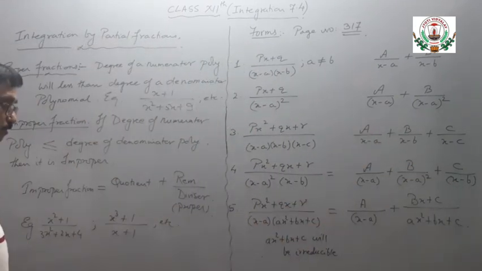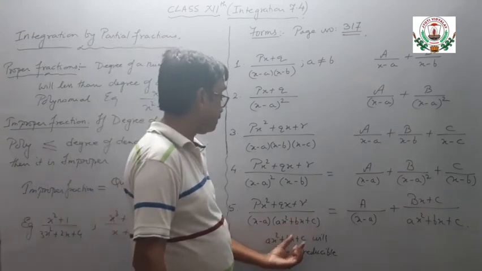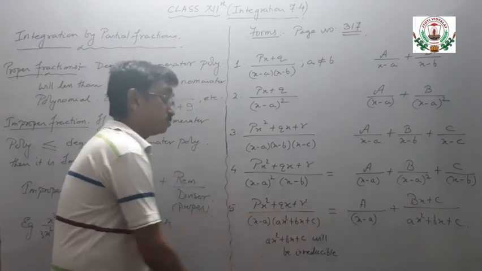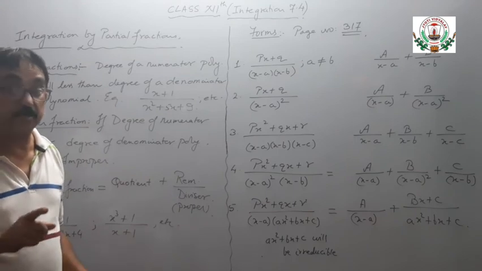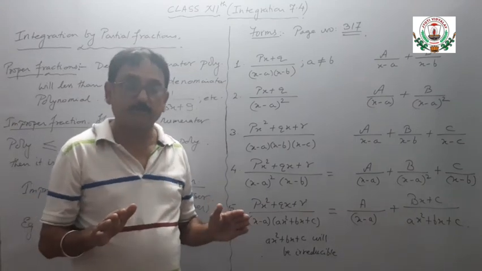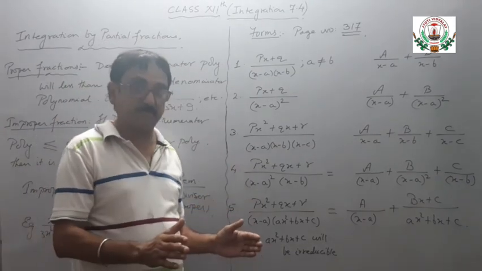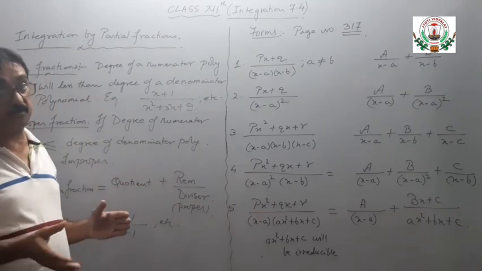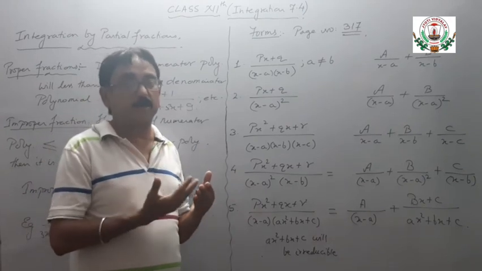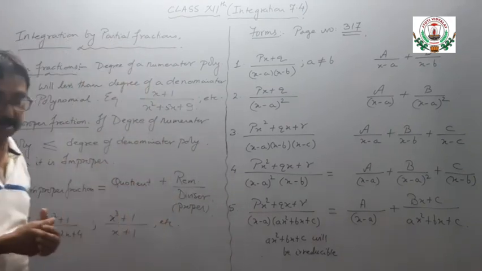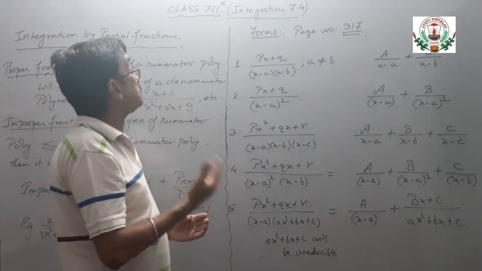And the last, fifth one, px square plus qx plus r upon x minus a, times ax square plus bx plus c. Now here ax square plus bx plus c is an irreducible quadratic factor. It means that it cannot be split into linear factors by splitting the middle term. We can't factorize it. That also you have to be careful about. If there is a quadratic factor in the denominator, suppose x square minus a square, it will be factorized, x minus a, x plus a. Okay, it can be converted into linear factors.